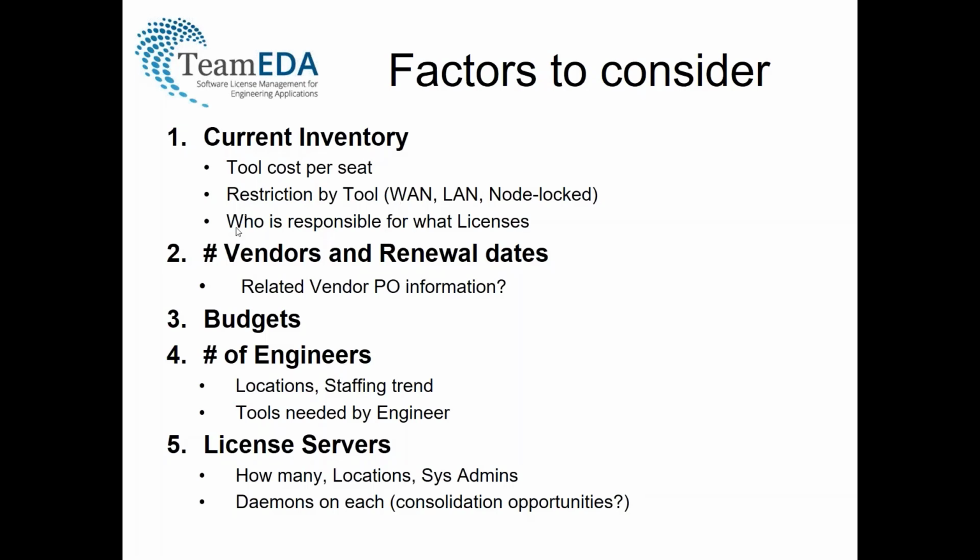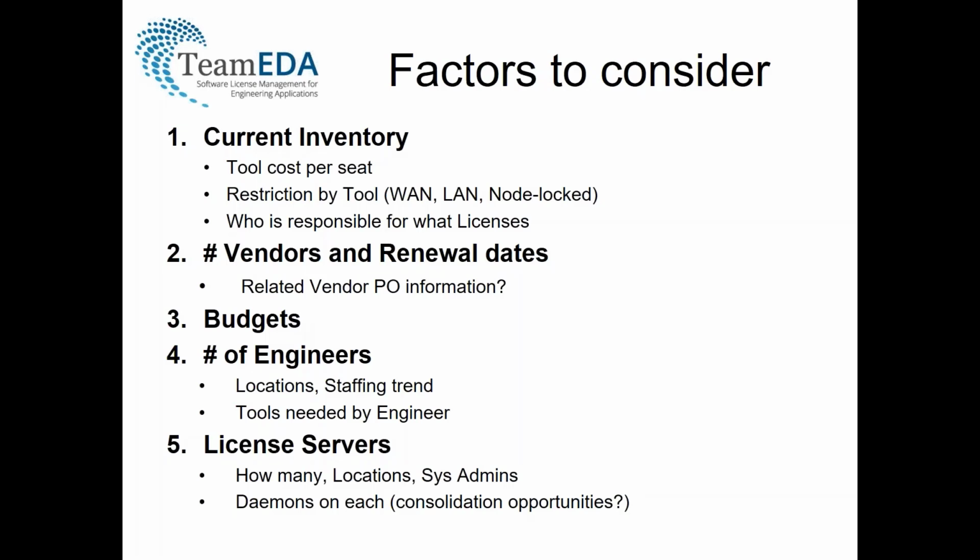Another consideration is how many vendors you are dealing with. Is it one vendor or several vendors? What are the renewal dates with each of the vendors? Keeping track of this information is pretty important. Do I need to have the vendor PO information readily available, and do I have access to that information? You need to be aware of your past and current budget and be able to predict what your budget needs are going to be going forward.